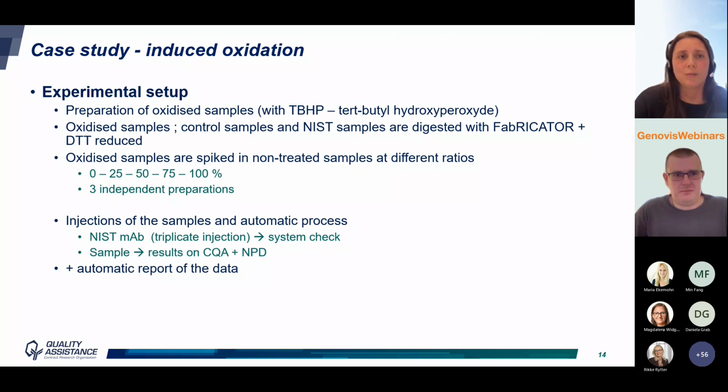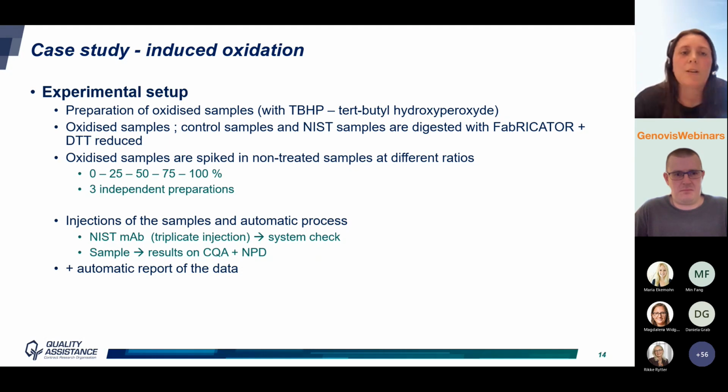So to make use of the method, we prepared a small case study. For this, we prepared oxidized samples. So we used tert-butyl hydroperoxide for oxidation. And this oxidized sample, a regular control sample, and the NIST samples were digested, like we discussed before, with the Fabricator enzyme and reduced with DTT.